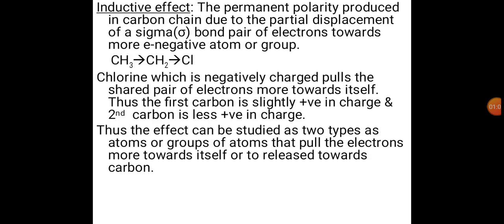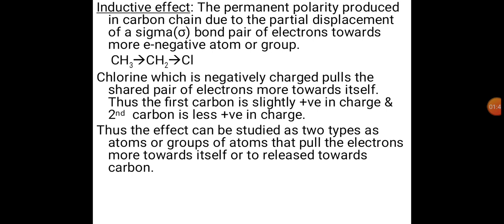Inductive effect. The permanent polarity produced in a carbon chain due to the partial displacement of a sigma bonded pair of electrons towards a more electronegative atom or group. So in the example CH3CH2Cl, chlorine is more electronegative than carbon, and the shared pair of electrons between carbon and chlorine is pulled more towards chlorine.